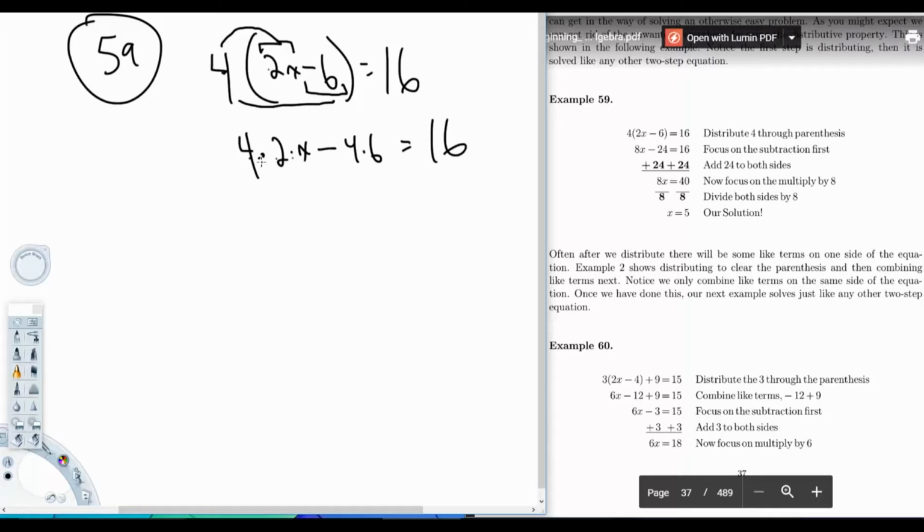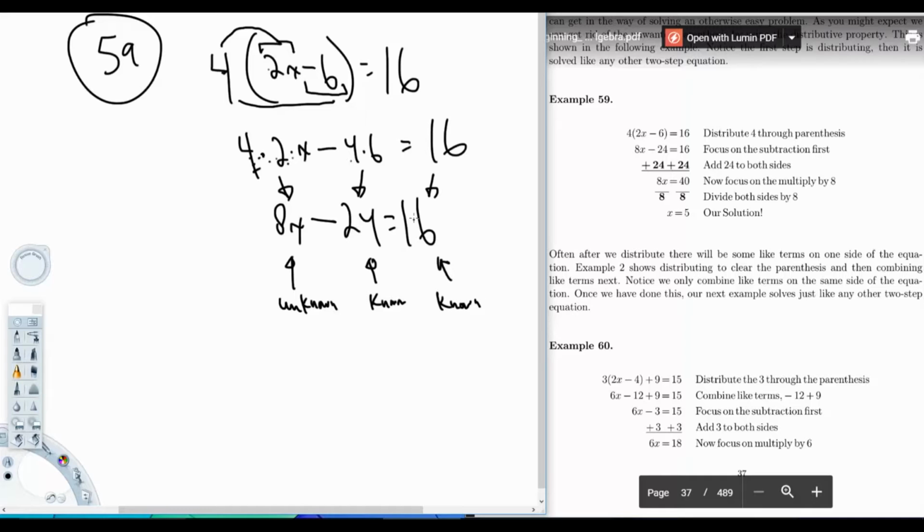Now, let's do the math here. 4 times 2 times x. 4 times 2 equals 8, times x, so 8x, right? Minus 4 times 6 equals 24. Equals 16. We brought that down. We did this multiplication. So now it looks kind of familiar. It looks like the problems we were doing just before. We have an unknown and a known. And here we have another known.